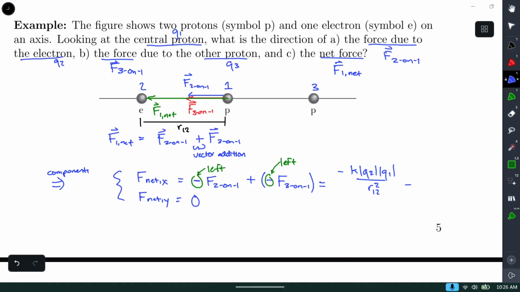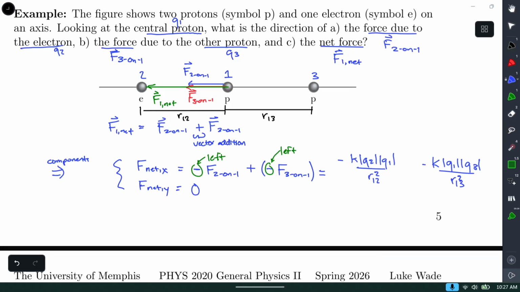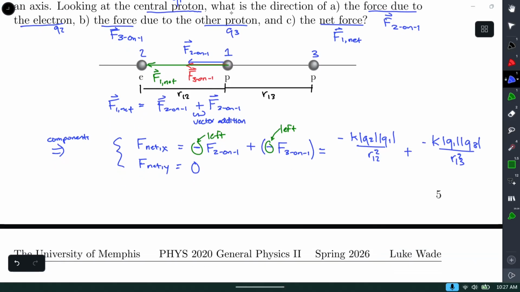And then for F3 on 1, it looks almost exactly the same. It's just now it's charge 1 and charge 3. And then the square of the distance between them, which is this distance right here. I'm sorry, it should not be an equal sign. It should be just a plus to add those two together. So this one, this force is F2 on 1, and this is F3 on 1.